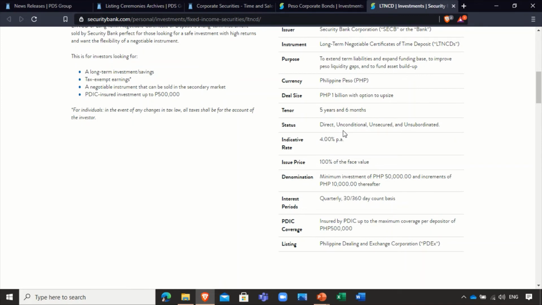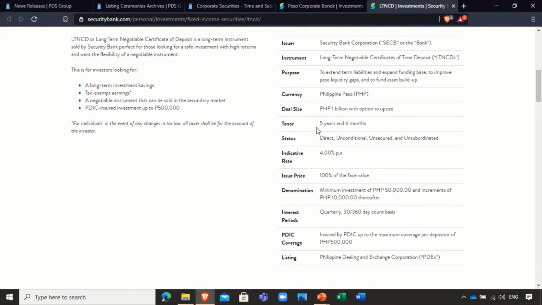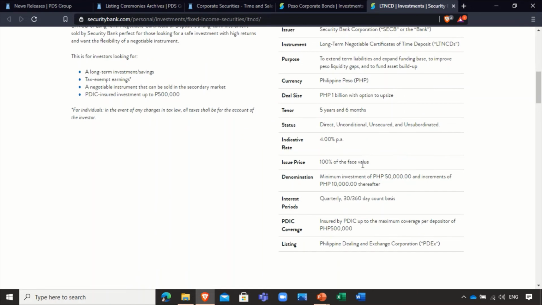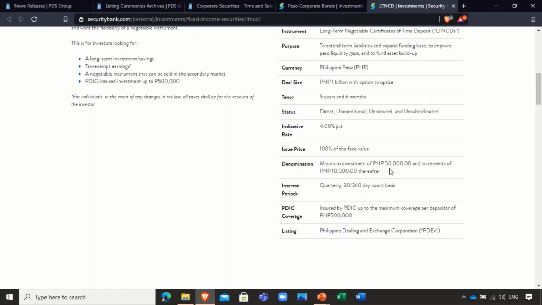So, as compared to 0.75 or 1.25%, no, mas okay na yung 4%. Mas malaki na yan. At kung wala ka naman talagang paggagalawan for 5 years, willing ka na yung liquidity mo is ma-hold for 5 years and 6 months, then go for it. The issue price is 100% of the face value. Minimum investment is 50,000. Increments of 10,000 thereafter.